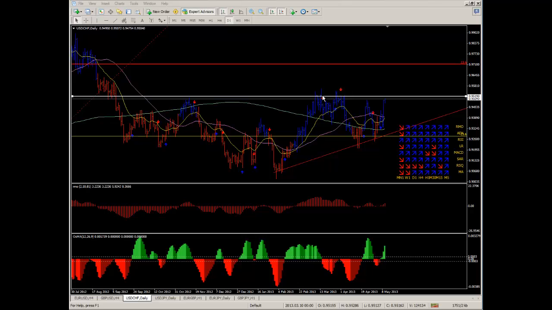You can quite clearly see price on a number of occasions attempted this area, but failing to actually find support of this area and then pushing on. So what we don't want to be doing now is buying into this major support and resistance level near term here. You can see there's quite a lot of consolidation in this area.